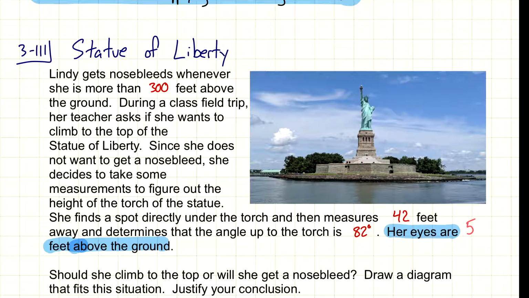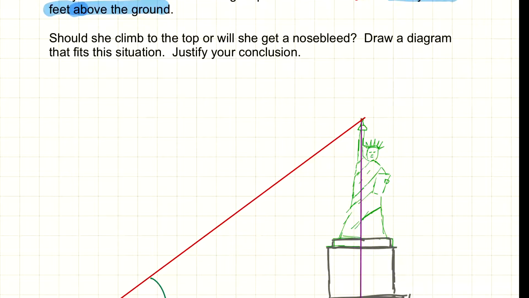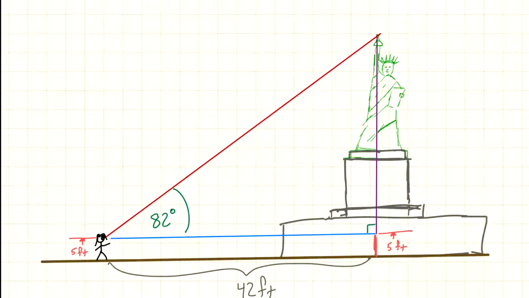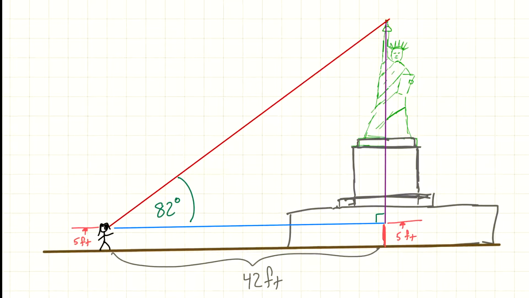All right, so let's look at a drawing of this. Yeah, this is a drawing. This is not a photo. I know it looks just like the photo, but this is, I actually drew this. So I've drawn in the measurements. So this is pretty much what I would expect you to have on your paper.